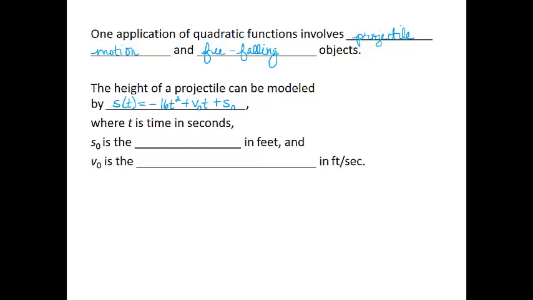The negative 16 deals with a coefficient that models gravity. T is the time in seconds. S sub 0 is the initial height of the object in feet. And v sub 0 is the initial velocity, and that is measured in feet per second.